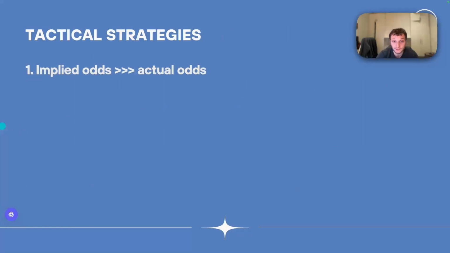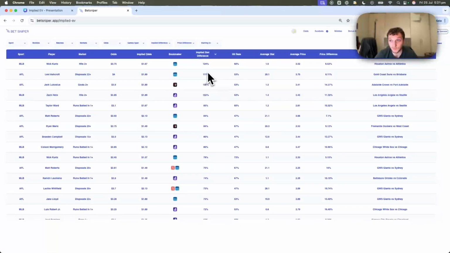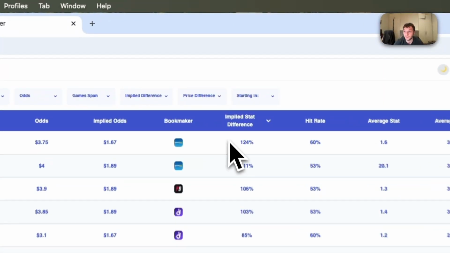Last thing I want to cover is some actual strategies and practical tips on how to use the tool to find some bets quickly. So the first one that I want to recommend, and is very obvious, is you just want to look at opportunities where the implied odds are significantly greater than the actual odds. So what you want to do is filter the odds by the implied stat difference column, and that way we have the biggest differentials at the top.